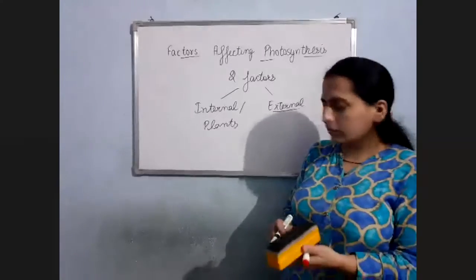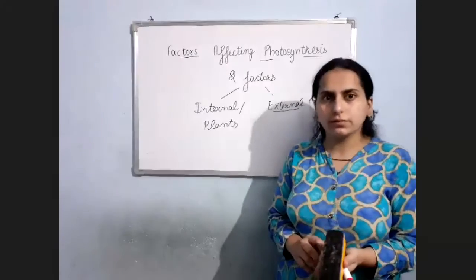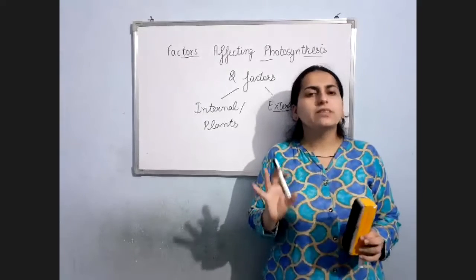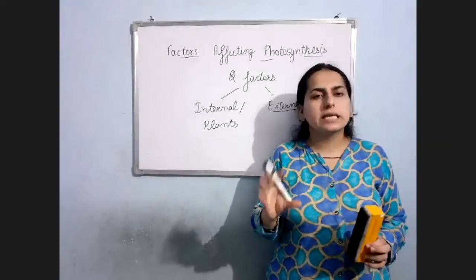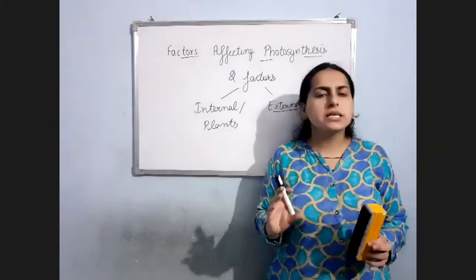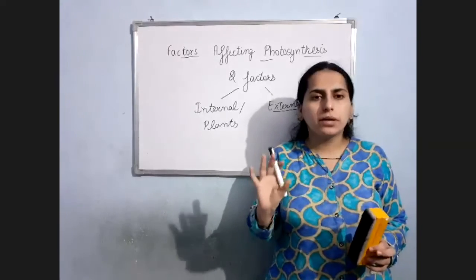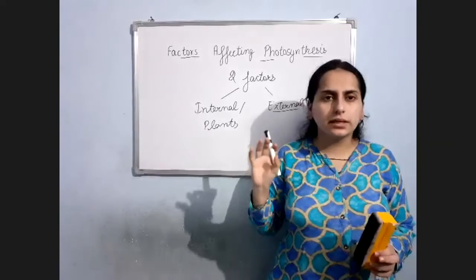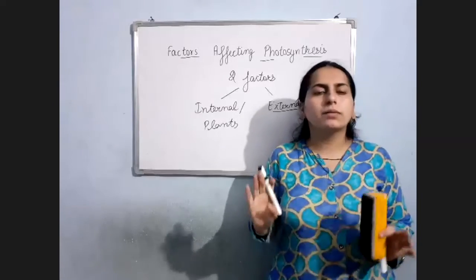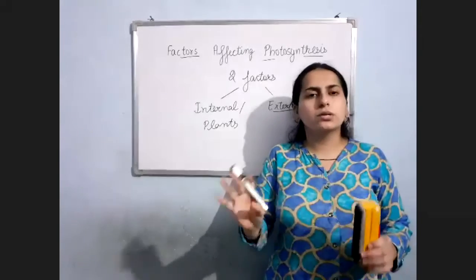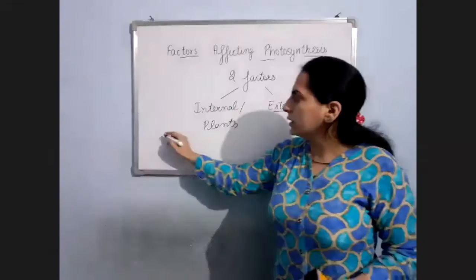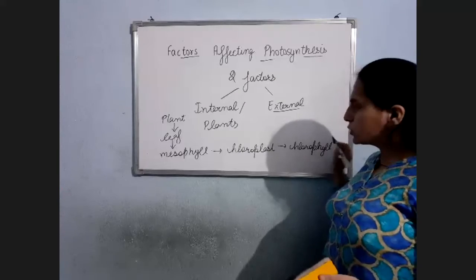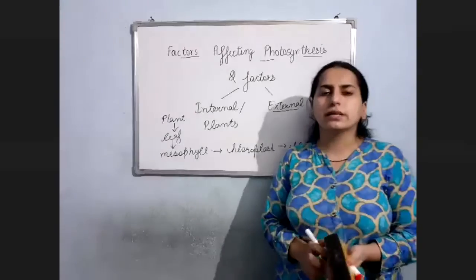Now, if I talk about the internal factors, as you know, leaves are there. Leaves have mesophyll cells. In the mesophyll cells, chloroplast is present. In the chloroplast, chlorophyll is present. And this chlorophyll will help in the process of photosynthesis. This you know. Plant is there, right? So basically, internal factors.